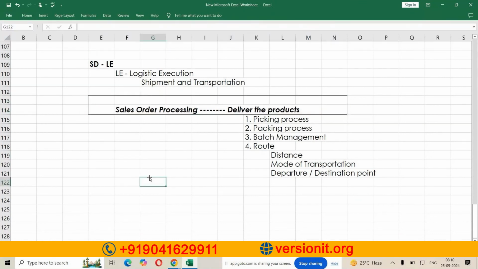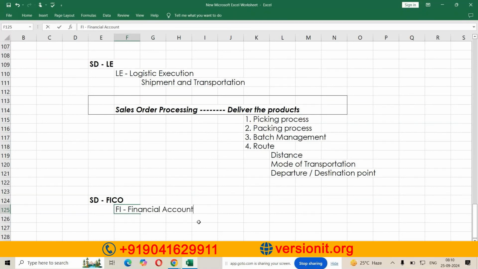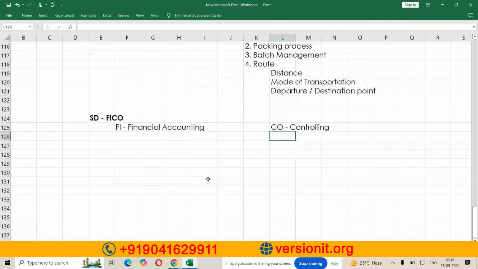And then we work on the next module, how sales works with FICO. FICO stands for finance and controlling, where FI stands for financial accounting, and CO stands for controlling. So these are two different modules. People call it FICO or FICO or FICO; all naming conventions are accepted.